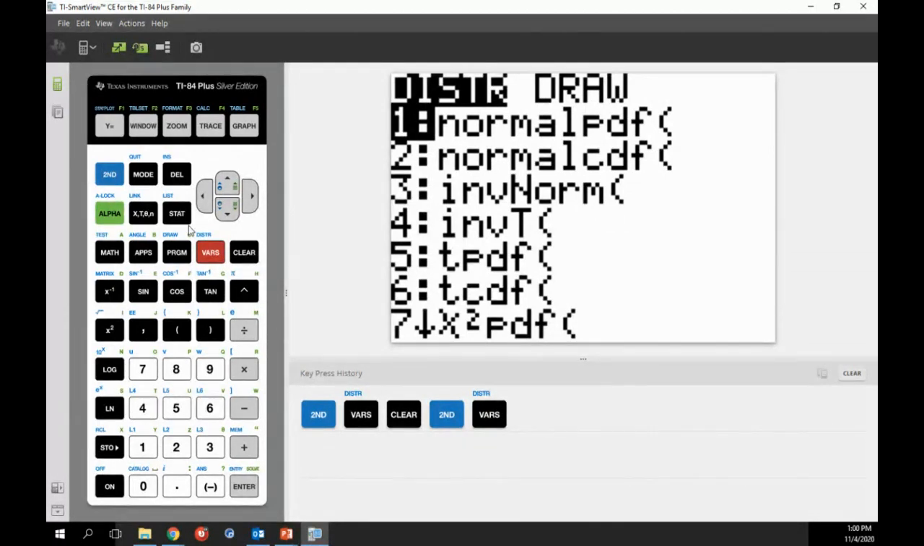Okay, so on the county judge example, we were doing Z. So what kind of distribution does Z come from? Normal. So let's go down here to where it says normal CDF. What the CDF is doing is it's finding a cumulative area. It's finding our area. The PDF is just a specific value, which means nothing here. So we want the normal CDF. And let's hit enter.